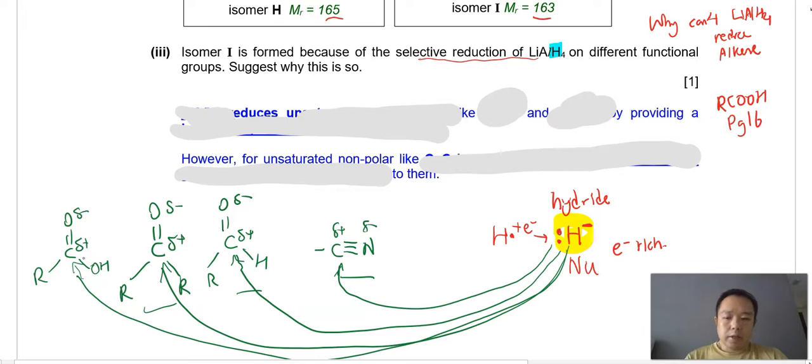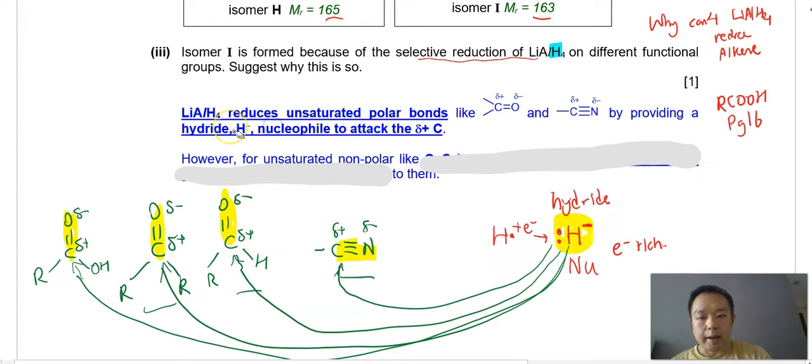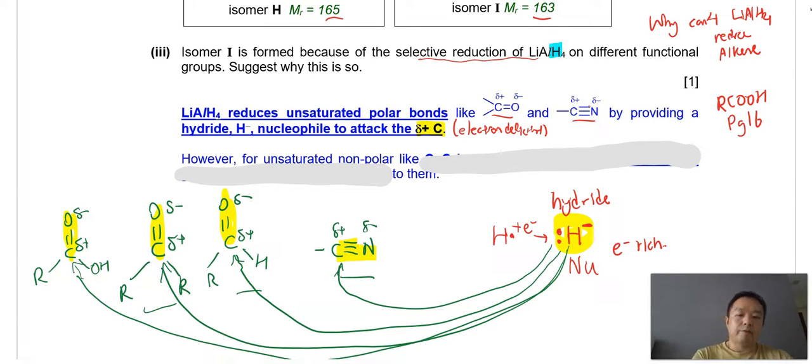Alright. So again, all of this is because of the polar C=O or C≡N bond. It attracts the electron-rich nucleophile because of the electron-deficient carbon, the delta plus carbon. So things that contain C double bond O, C triple bond N, you have an electron deficient carbon. So as a result, you have a hydride, which can therefore attack.